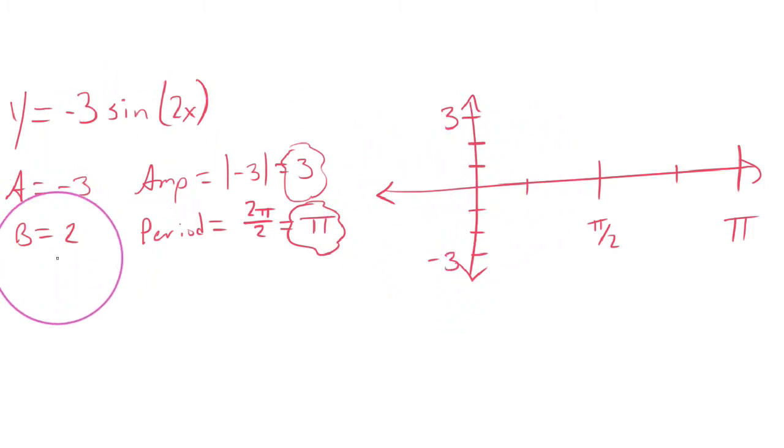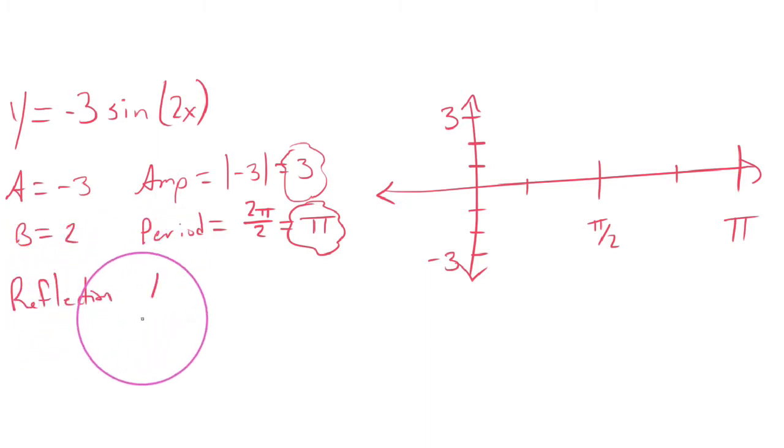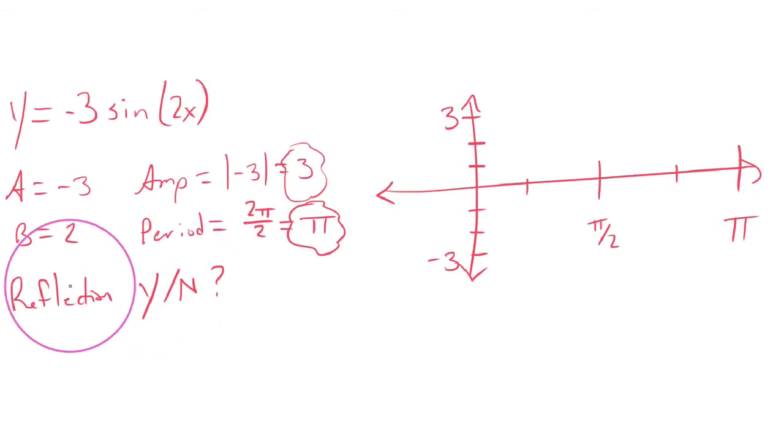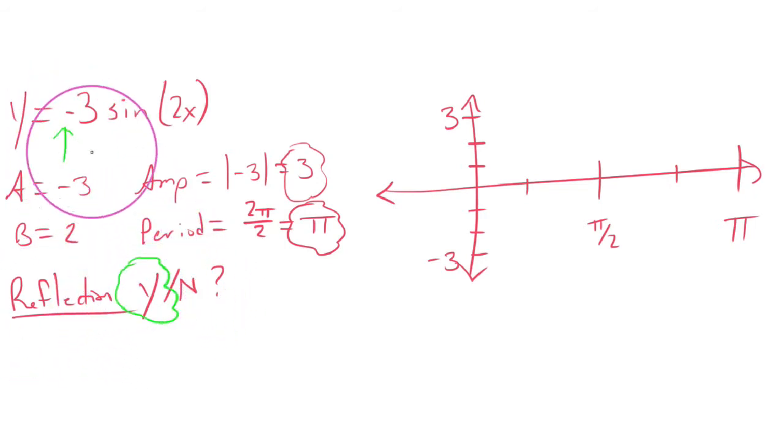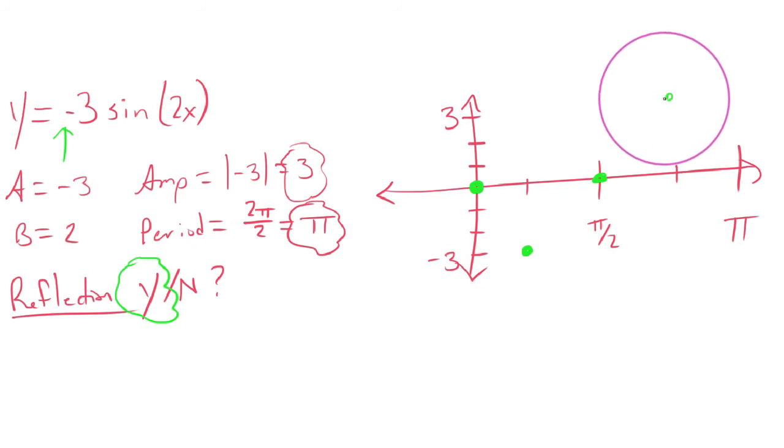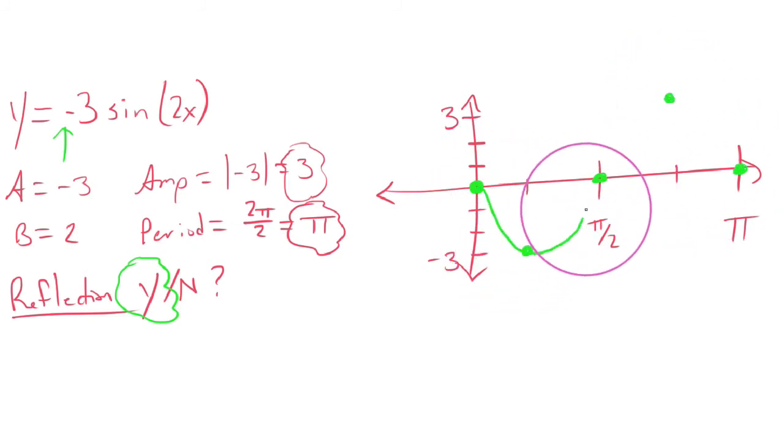It's just that since a was negative, we ask about reflection. This is the first time we've asked this question: reflection, yes or no. In this case, yes, and the reason why is because our a value is negative. So instead of having our normal sine curve that goes up, down, up, we're starting on the ground, but instead of going up and then down and then back up, we're going to go down to our minimum first, back up to our ground level, then up to our maximum, and then back to the ground level here. So this is our reflected sine curve.